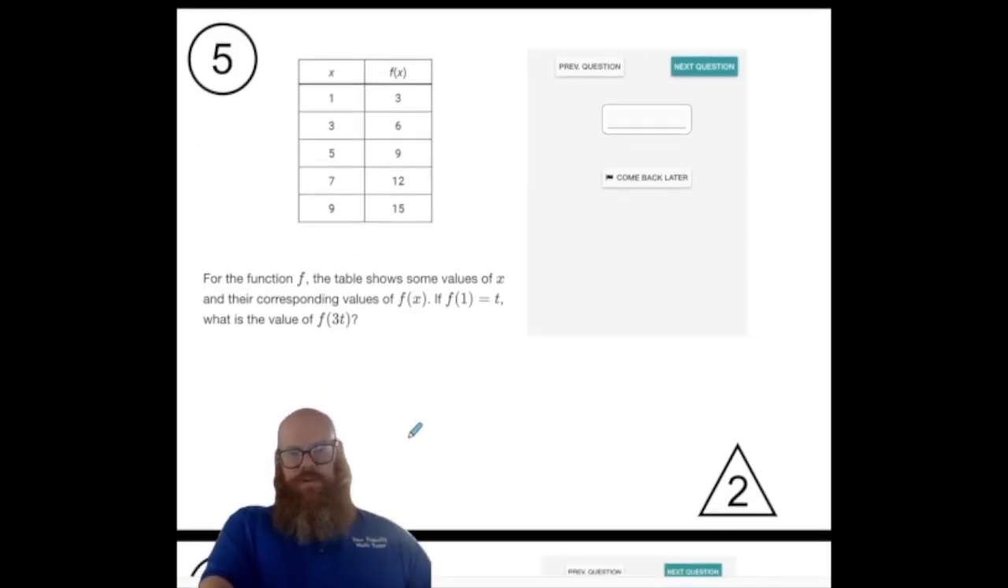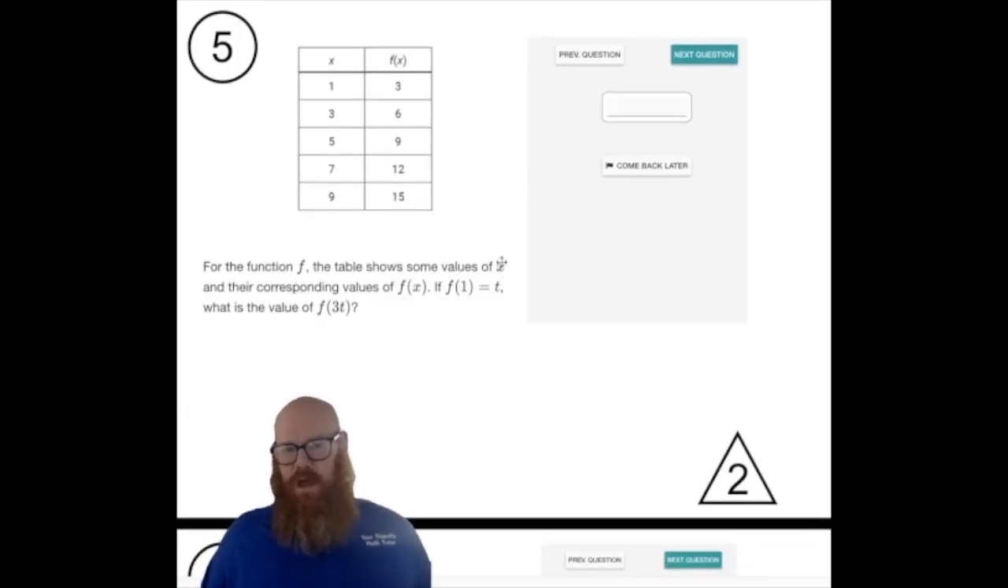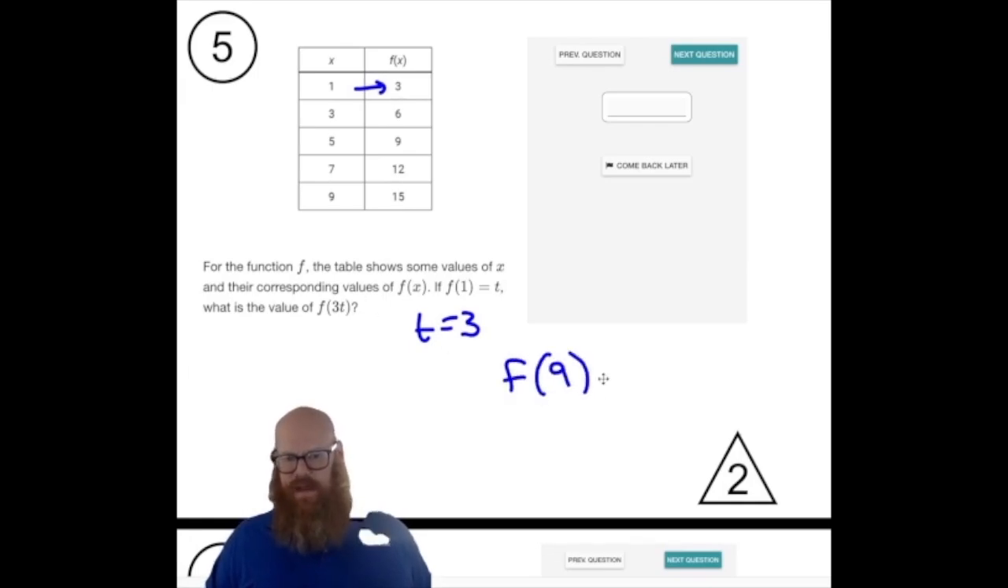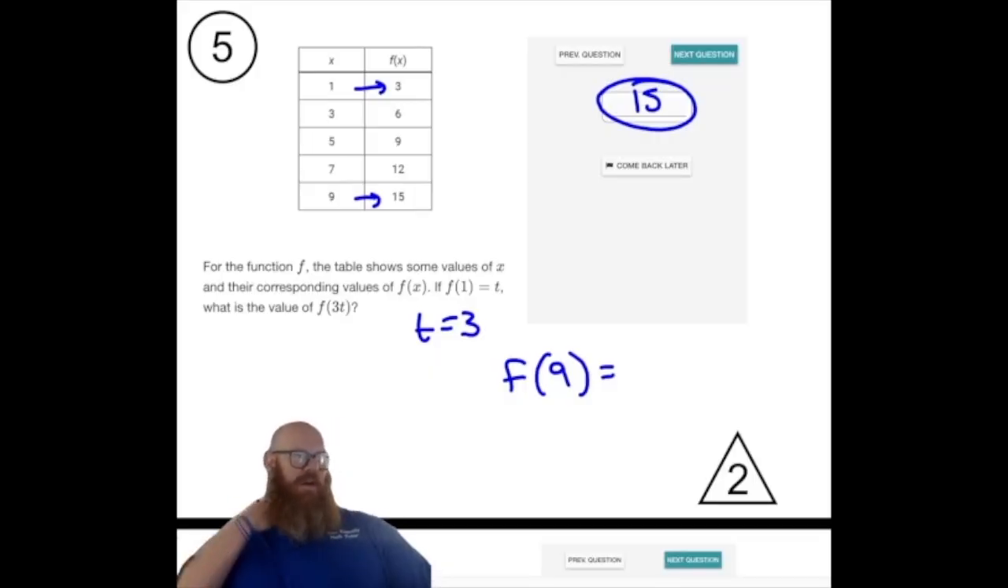All right, on to number 5. We have evaluating functions. So f of 1 is t. That means when the input is 1, what's the output? So that means t is equal to 3. Then when they want f of 3t, well, 3 times 3 is 9. Well, f of 9 is going to be 15. So pretty straightforward problem there. You just got to be able to evaluate functions using a table.